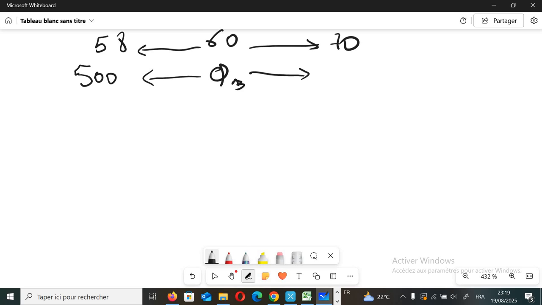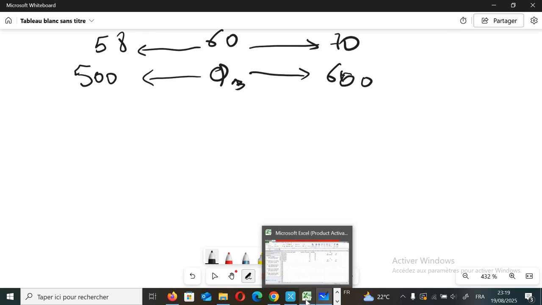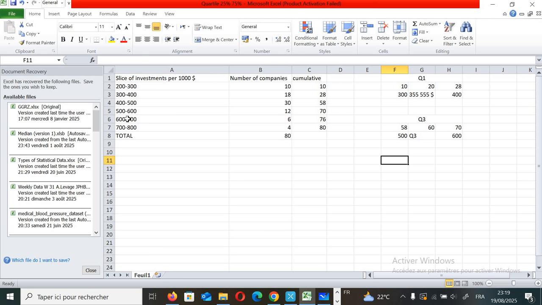Remember, we look for where the 75th quartile, the third quartile, exists. That means we take 80 multiplied by three quarters, or 75%. It will give us 60. That means it exists between 58 and 70, so the value of quartile 3 exists between 500 and 600.